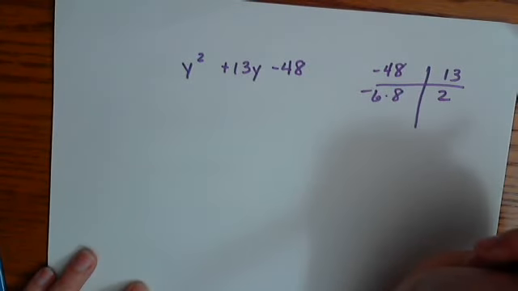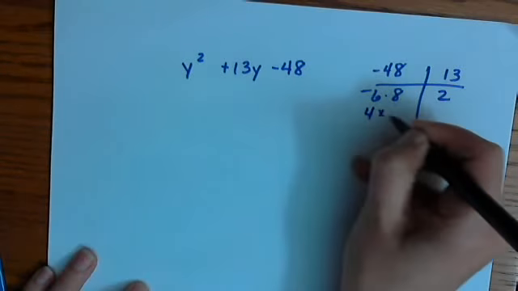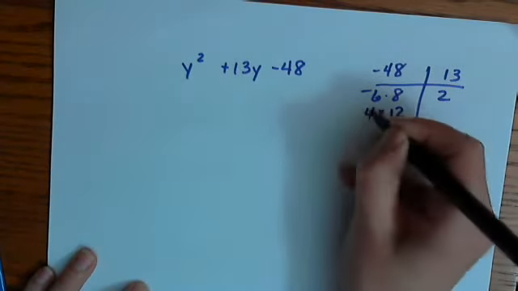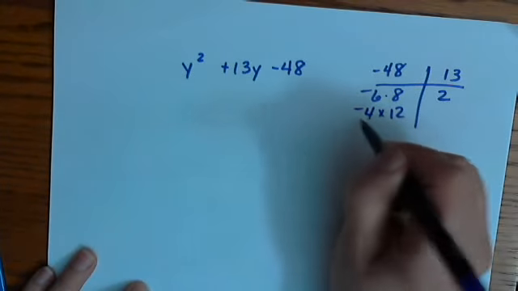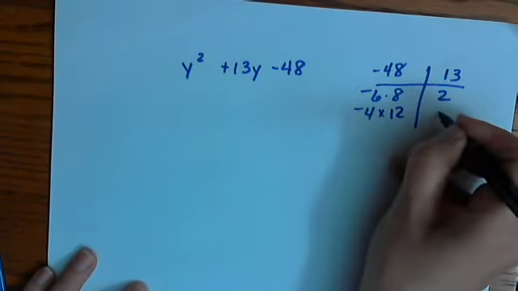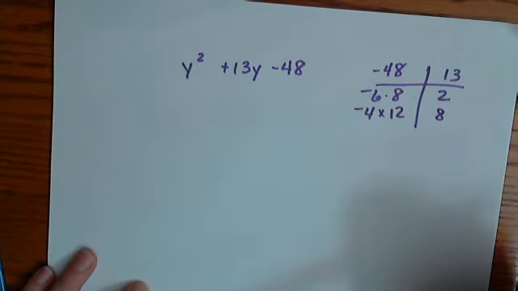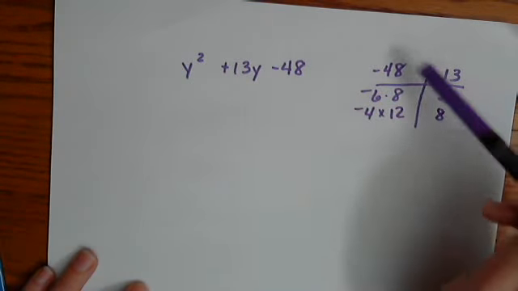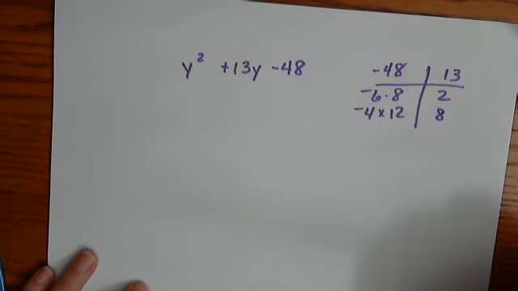Anything else? What else could possibly multiply to a negative 48? Well, 4 times 12 would multiply to a negative 48 and make the 4 negative. That would add to positive 8. Still not what we need. What else multiplies to a negative 48?